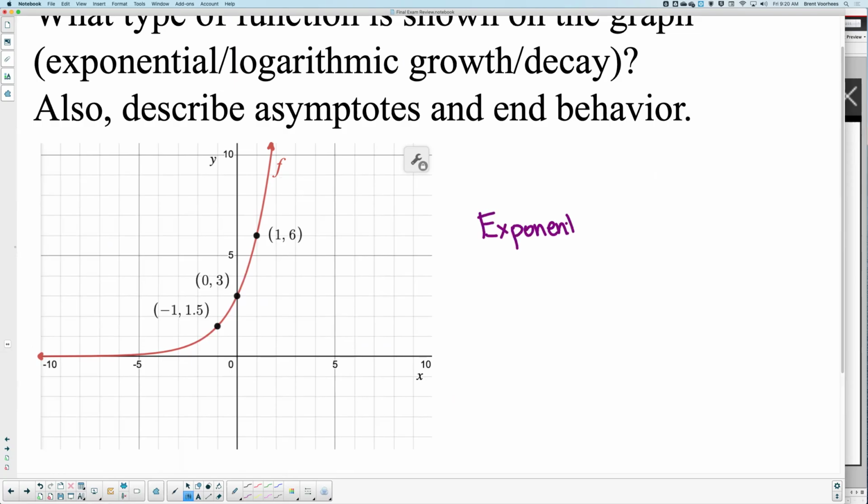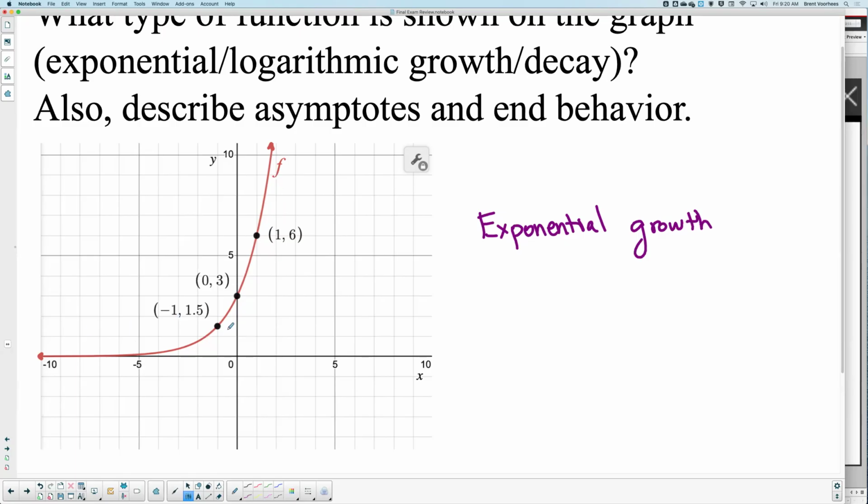Exponential will always look like what I call an airplane taking off the runway, or it could look like an airplane landing on the runway, or if it's underneath the y-axis, it could look like a submarine coming up to the top of the water or diving down under the water. Okay, this is exponential. Now, second question, is this growth or decay? Growth. Now, it is growth. Why is it growth?